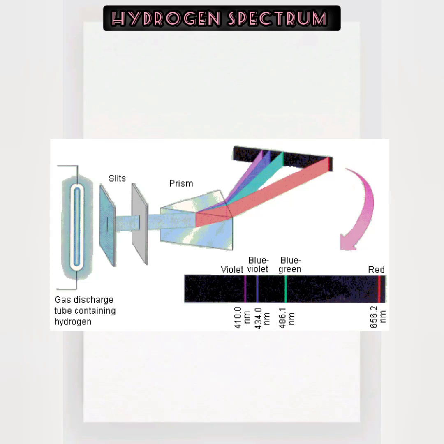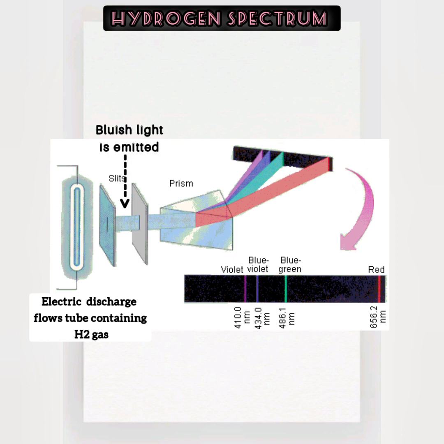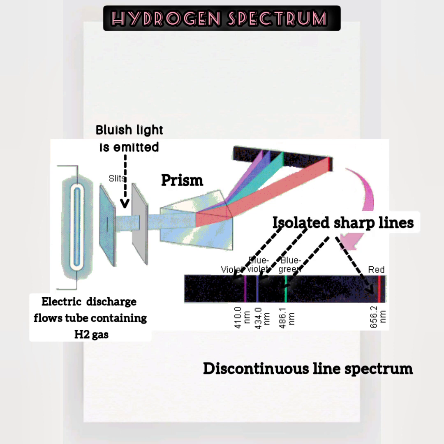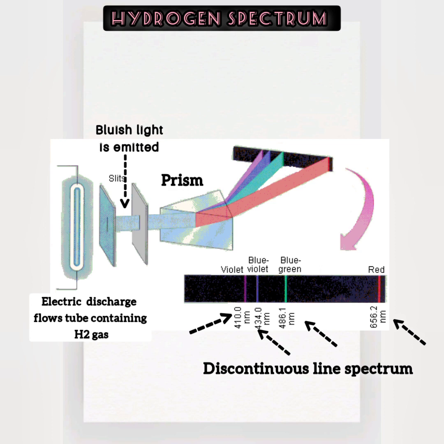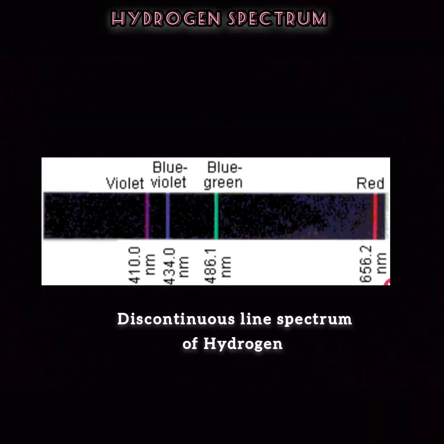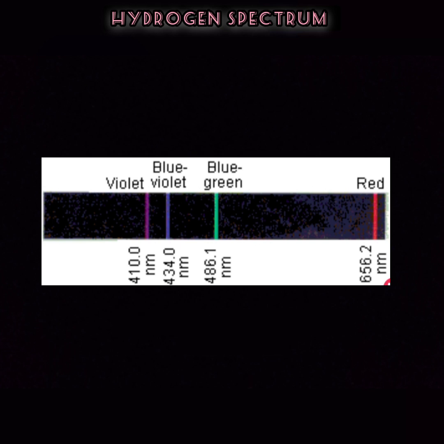Hydrogen spectrum. When an electric discharge is passed through hydrogen gas at low pressure, a bluish light is emitted. When a ray of this light is passed through a prism, a discontinuous line spectrum of several isolated sharp lines is obtained. The wavelengths of various lines show that these lines lie in the visible, ultraviolet and infrared regions. All these lines observed in the hydrogen spectrum can be classified into 6 series.